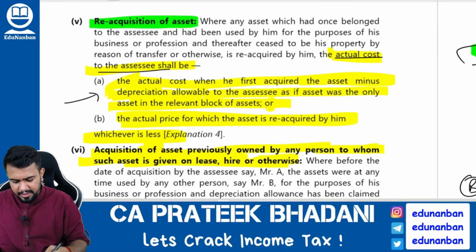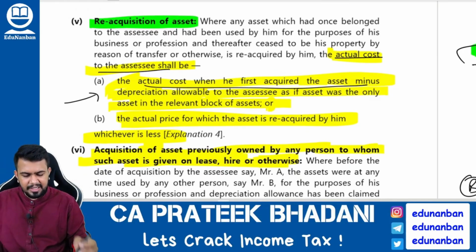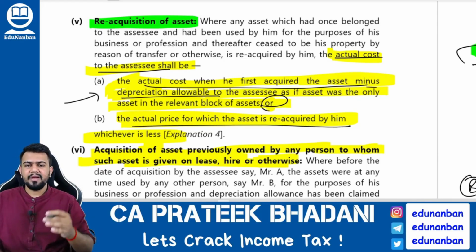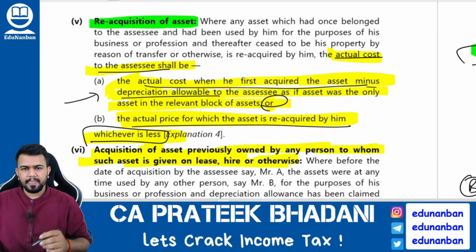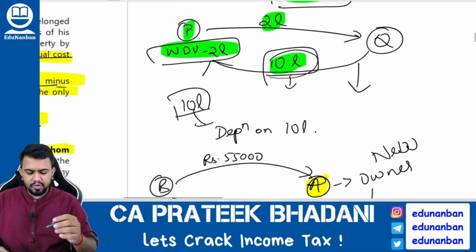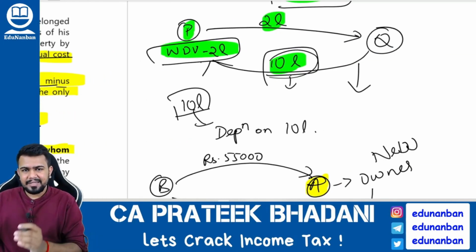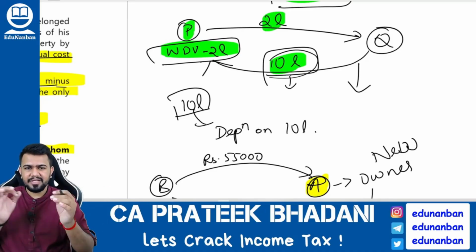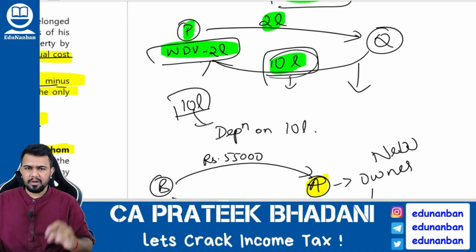Actual cost will be the actual cost when he first acquired minus the depreciation allowable, or the actual price for which the asset is reacquired, whichever is less. So in my case, 2 lakhs, my existing WDV, or 10 lakh rupees, the price for which I have purchased, whichever is lower will be considered as my cost.